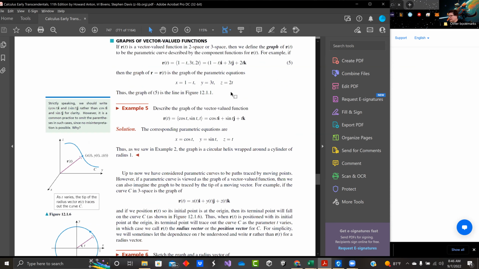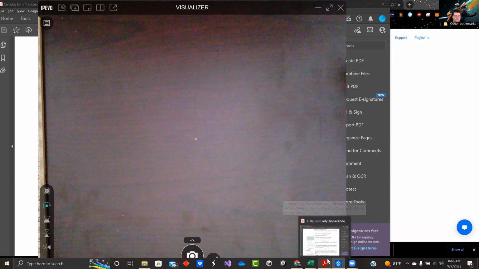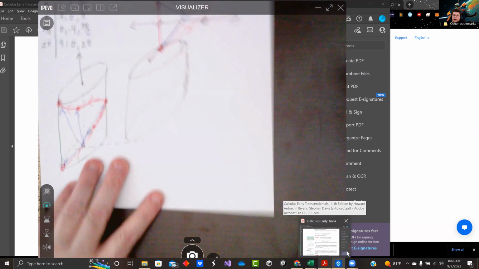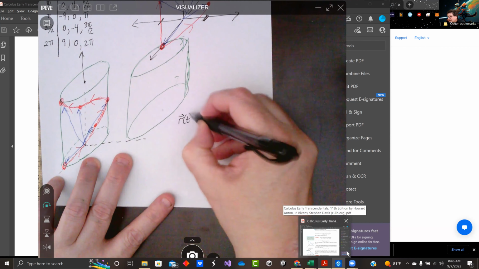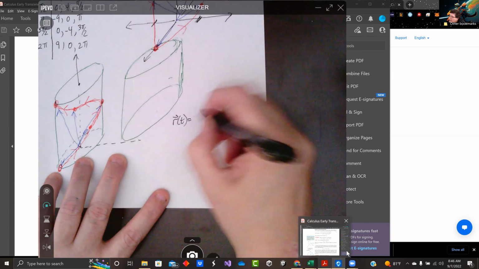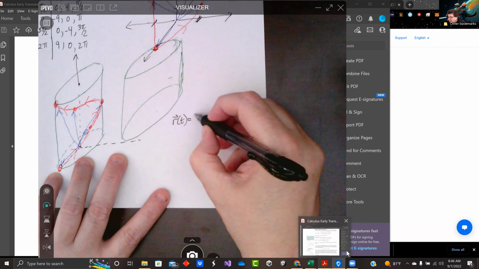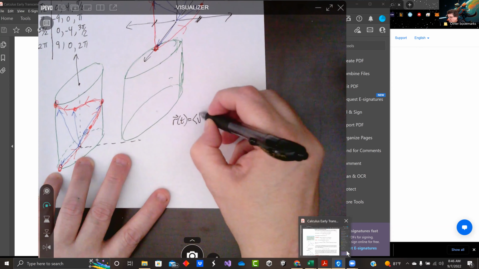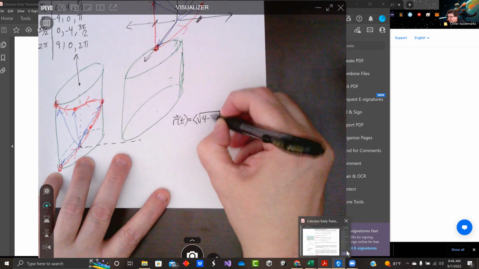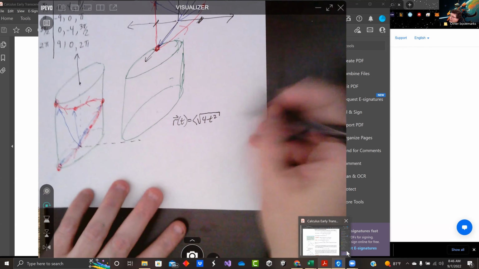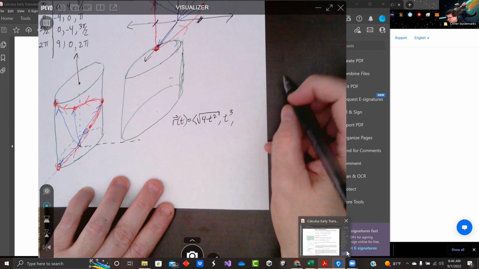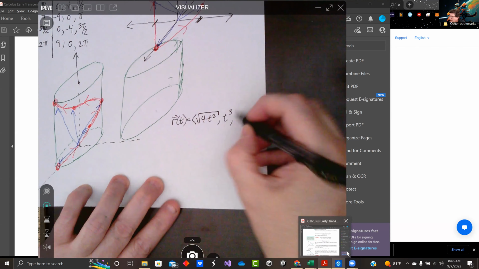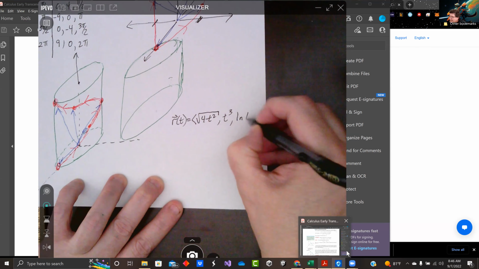Oh, I know another topic that's important. I can do it right here. Let's say we have r of t equals square root of 4 minus t squared, t cubed, and natural log of t.